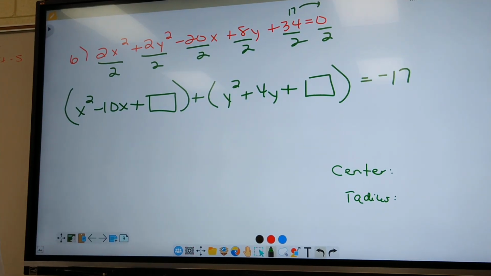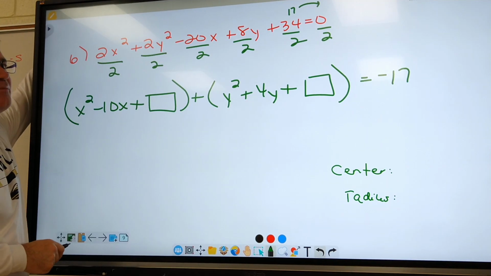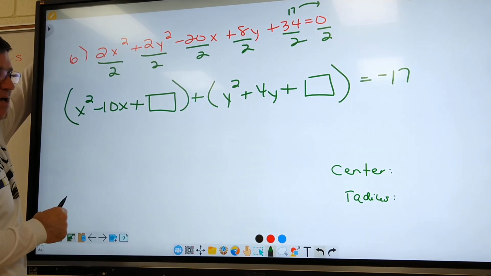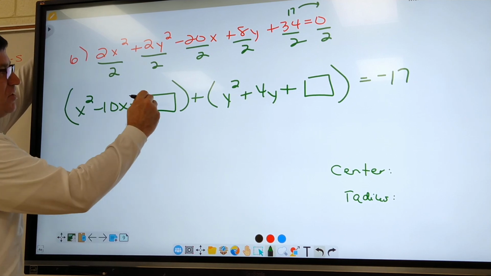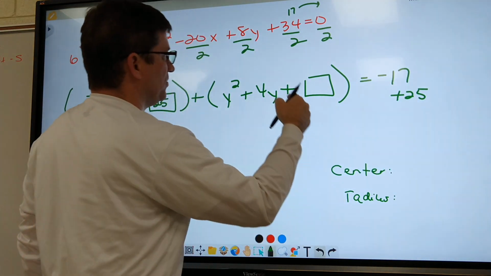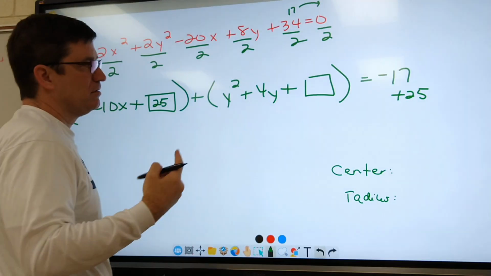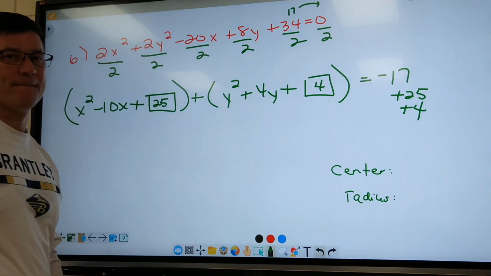All right, Taylor, help me here. We got to fill in this box. How do I do it? Half a 10. Good, half of 10 is 5. Now what? Good. So I got 25 there, plus 25 there. All right, let's do the other one. Half of 4 is 2. Squared is plus 4 there and plus 4 there.